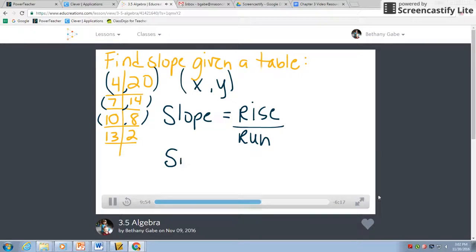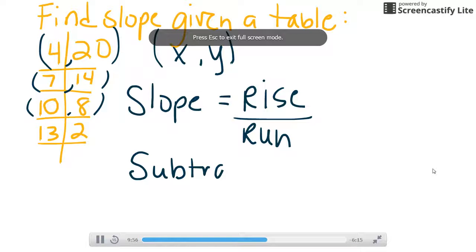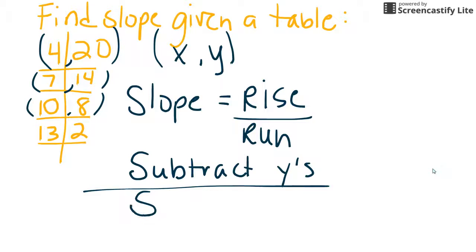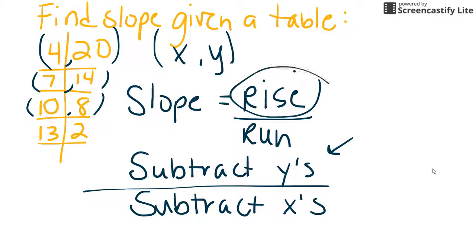Using the difference in the y's, you subtract your y coordinates, and then you subtract your x coordinates. And again, it doesn't matter which ones you pick, but it does matter that you put the y's on top, because the y's rise. Think about a y-axis. The y's rise, and the run is your x.